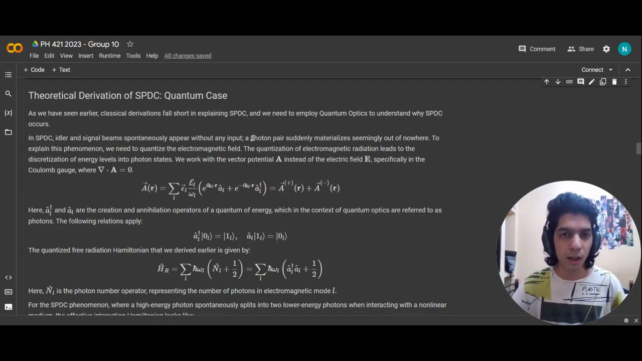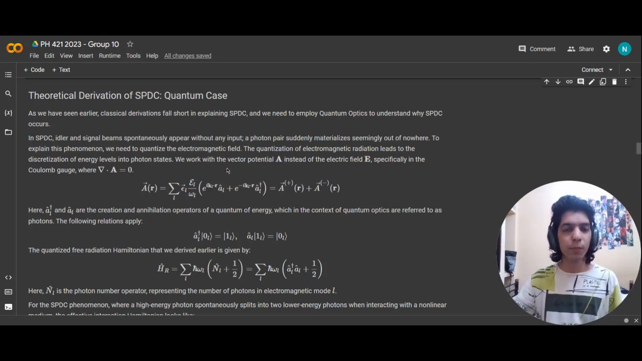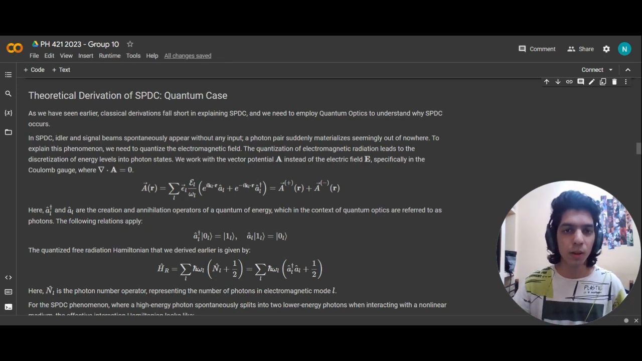So now we'll talk about photons. To explain this phenomenon, we need to quantize the electromagnetic field, which is basically seeing the electromagnetic field as photons, as energy packets. Aditya has explained how we quantize this electromagnetic radiation and derive the free radiation Hamiltonian from it, and we will apply the same here.